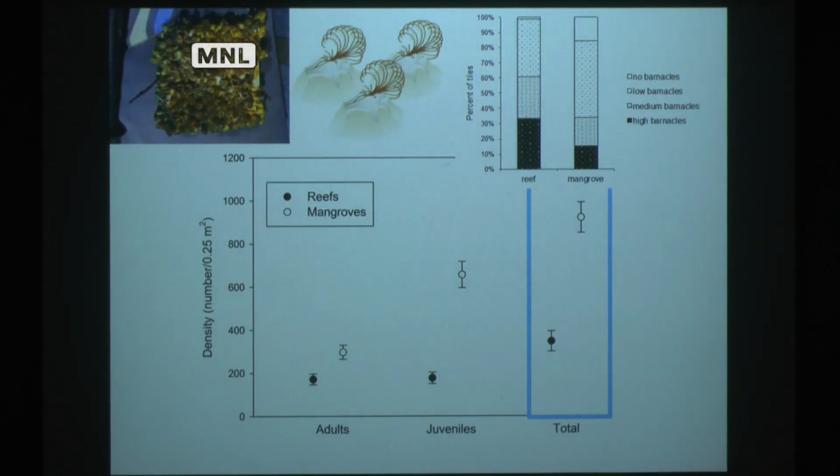In addition, when I deployed the tiles, I also took notes on barnacle presence. And I found that the tiles deployed on oyster reefs had a higher percentage of cover by barnacles than on prop roots, which may compete for space with oysters. It's not clear why these patterns occur, so that is something for future research to find out.